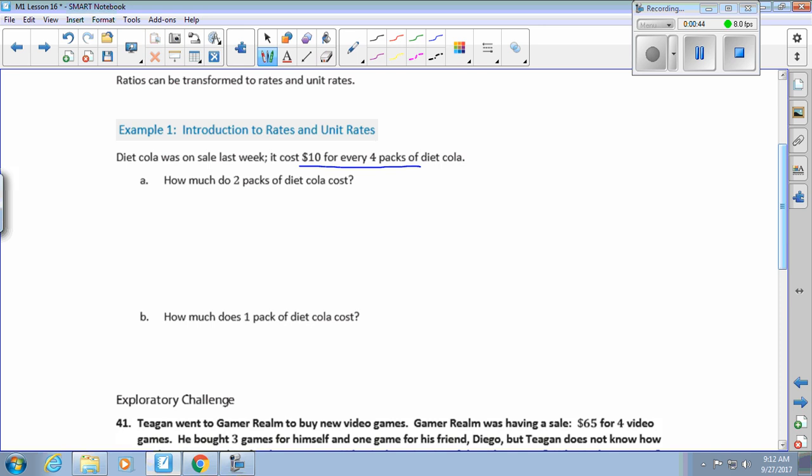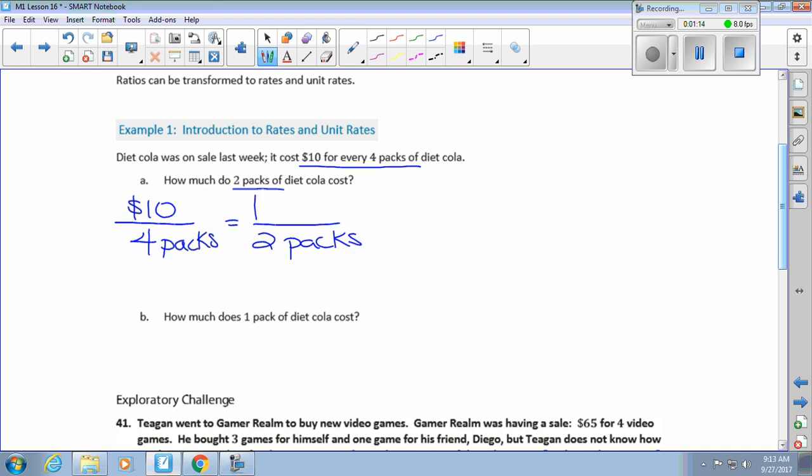Alright, so how much do 2 packs of Diet Cola cost? So the first thing we can do is set this up as a ratio. So we have $10 for 4 packs. Now we've got to figure out 2 packs. Where would I write 2 packs? Right beside 4 packs. Very good. So you want to make sure those all align.